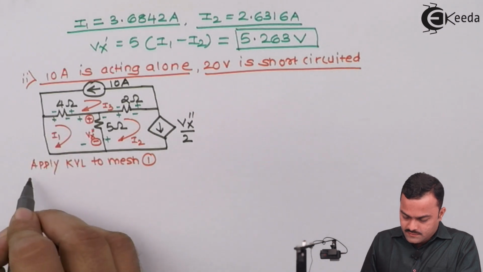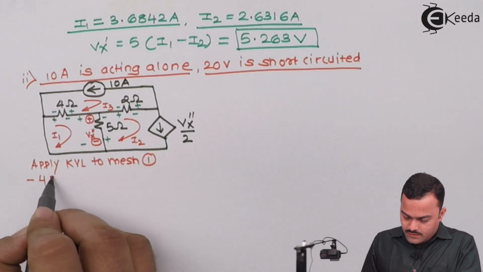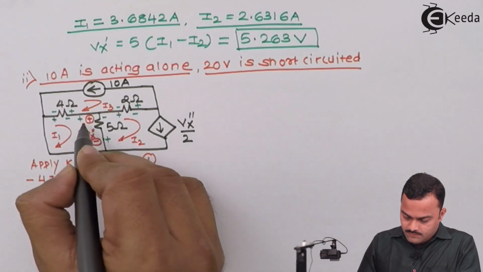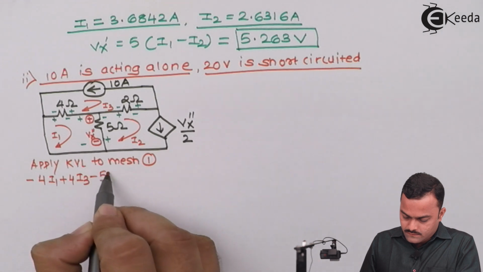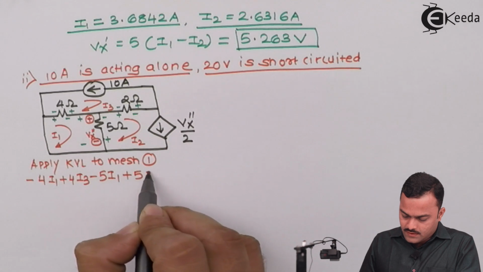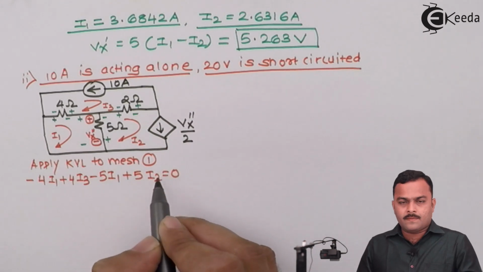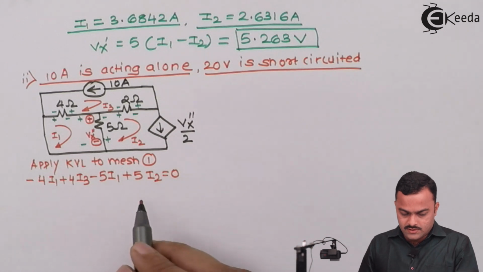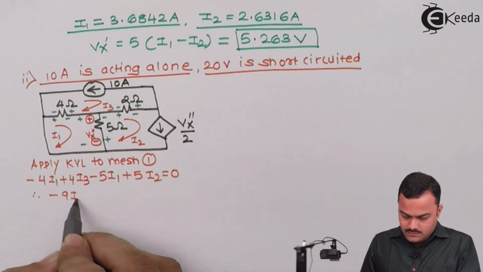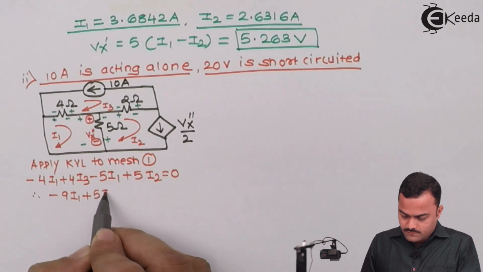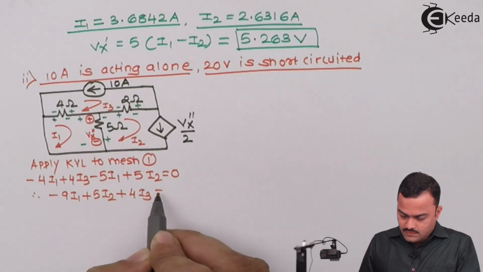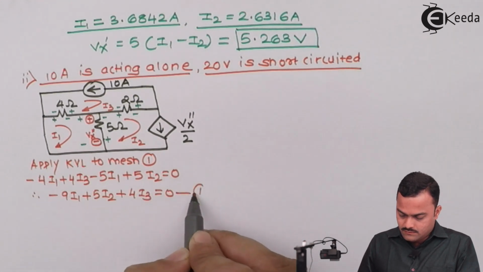So plus minus, so minus 4I1 minus plus 4I3 plus minus 5I1 minus plus 5I2 equal to 0. Upon simplifying, we will get an equation as minus 9I1 plus 5I2 plus 4I3 equal to 0, equation number 1.